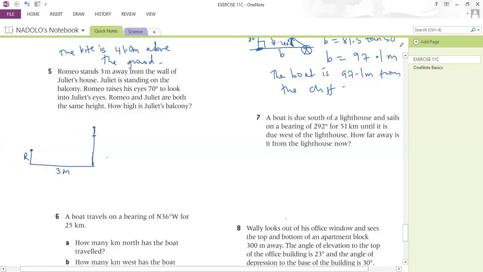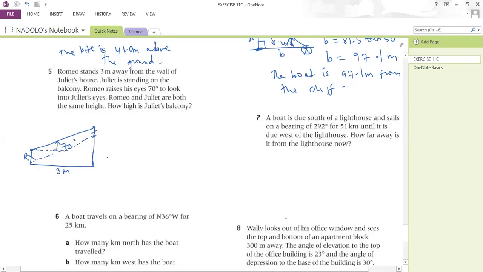The eyes are here, so Romeo raises his eyes 70 degrees to look into Juliet's eyes. So if this is the eye level for Romeo, he will raise and he will look at Juliet's eyes, and the angle will be 70 degrees. Then Romeo and Juliet are both the same height. So that means if I compare these two heights, then this and this are similar.